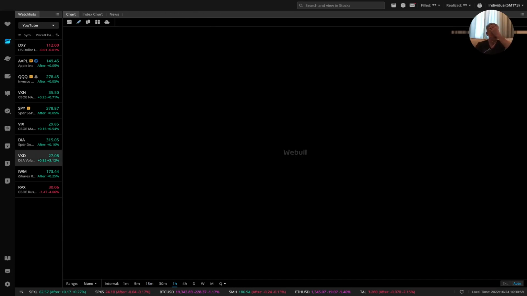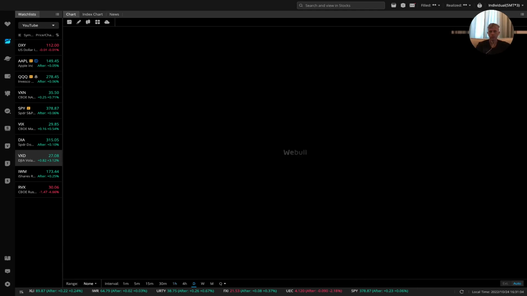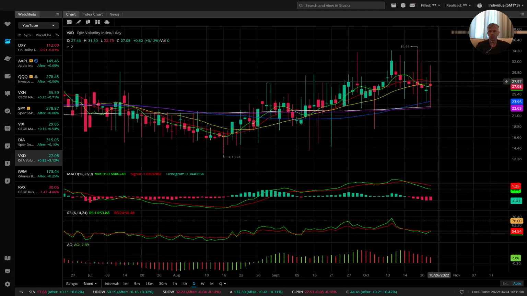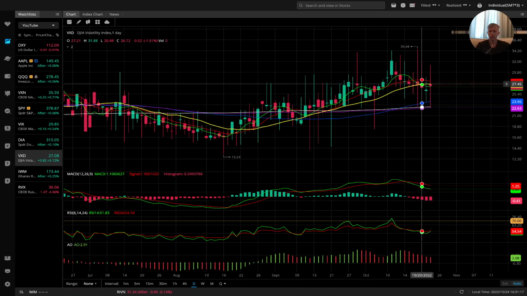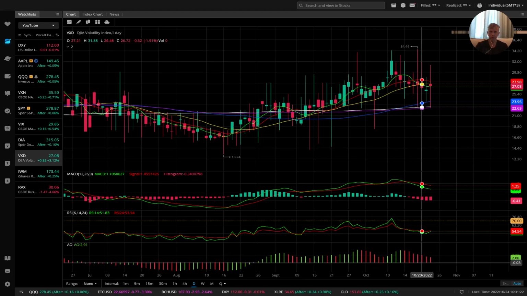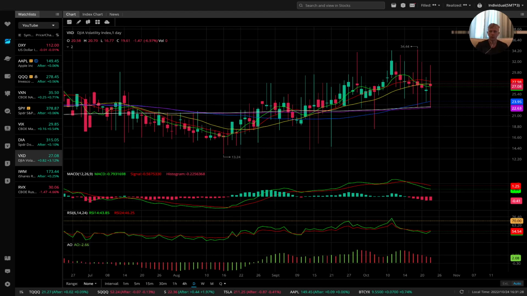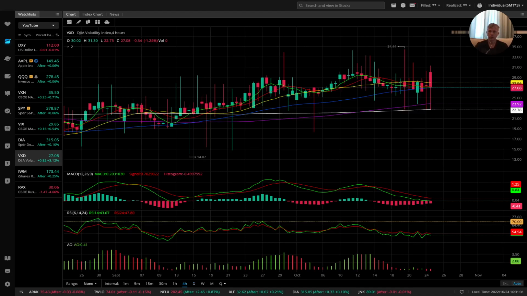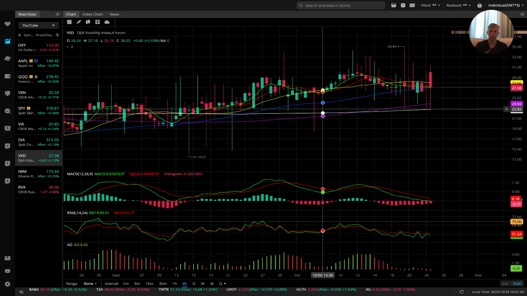Let's move to VXD, the volatility index for Dow, and check on daily. On daily, it's bearish, below MA 20, sorry. Below MA 20. All indicators in bearish state. Bullish for Dow. 4 hours bearish on all indicators. Bullish for Dow. 1 hour.